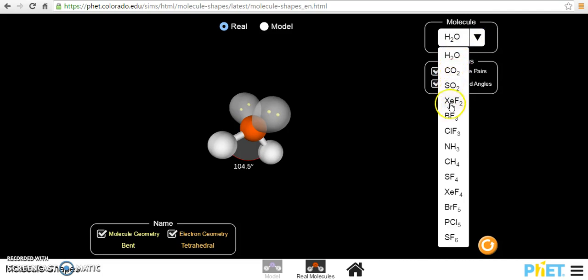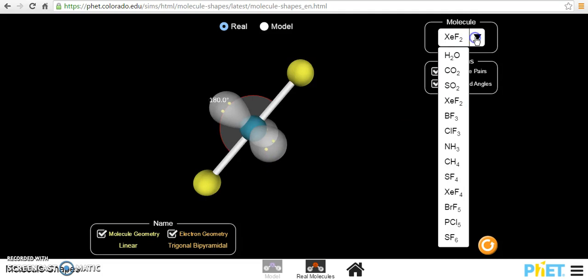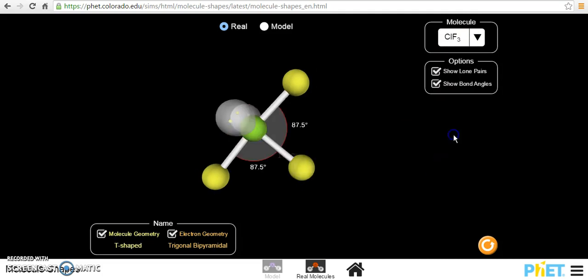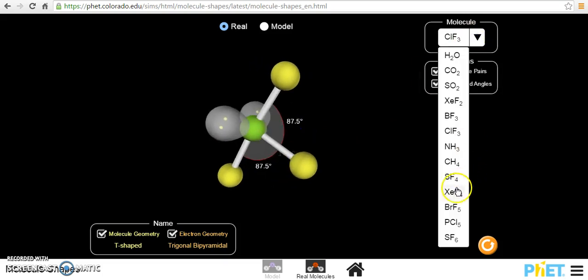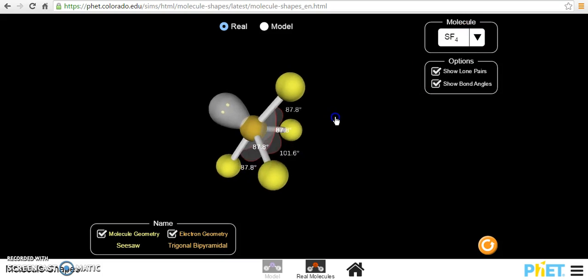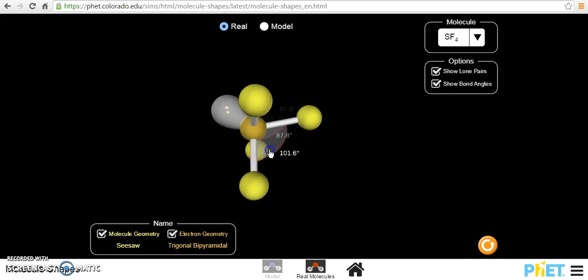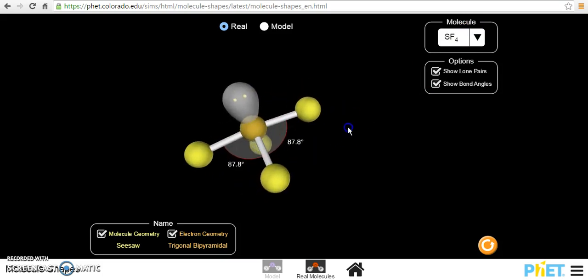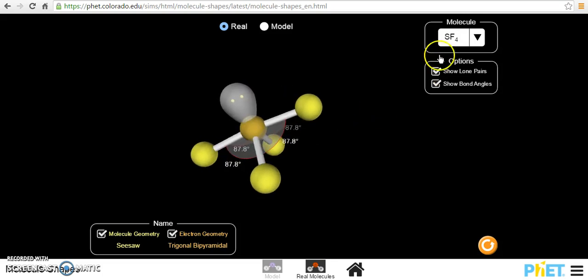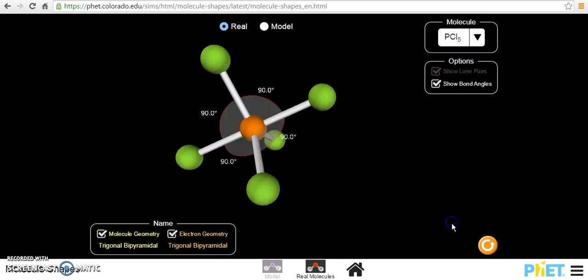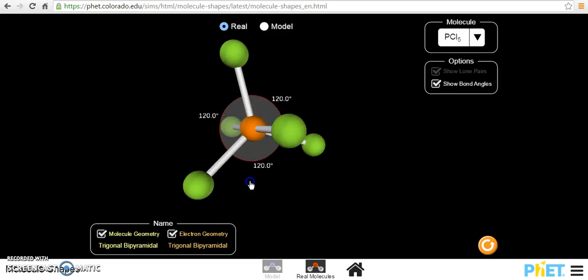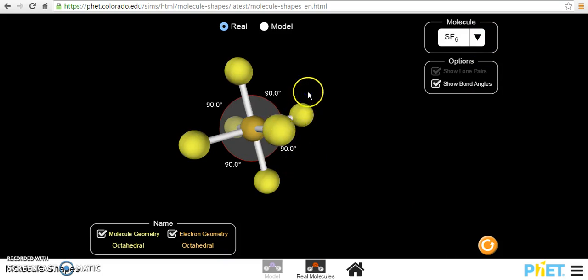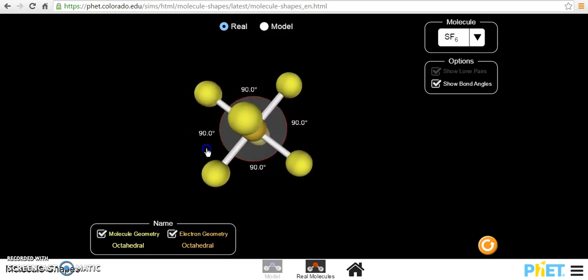So let's look at some of the more interesting molecules, such as ClF3. You can see we have a T-shaped molecular geometry. We have SF4, the seesaw geometry. Notice that we may have to rotate the molecule to get a good look at the bond angles. And PCl5, the trigonal bipyramidal geometry, and SF6, an octahedral geometry.